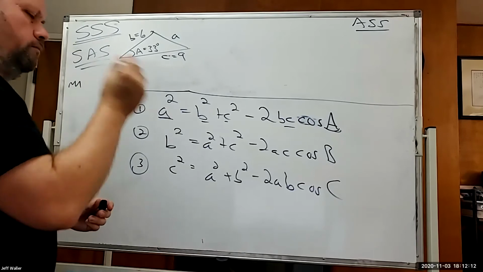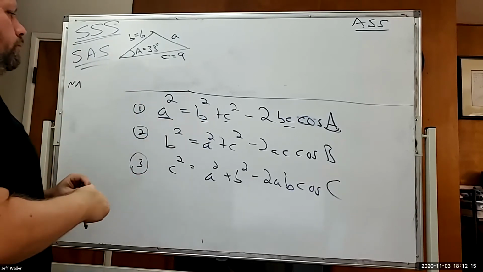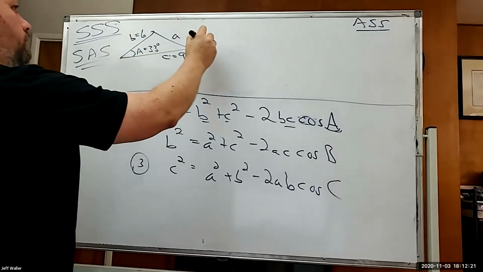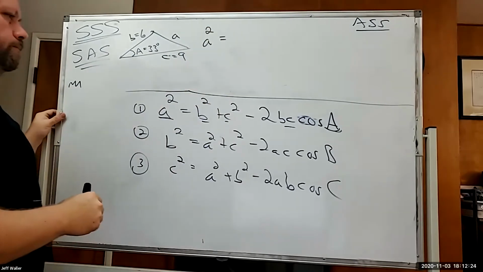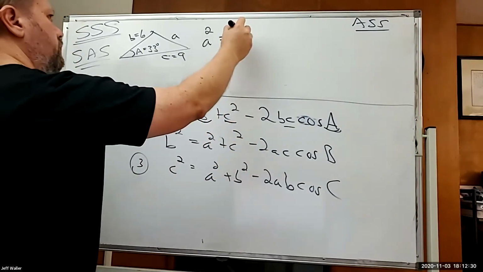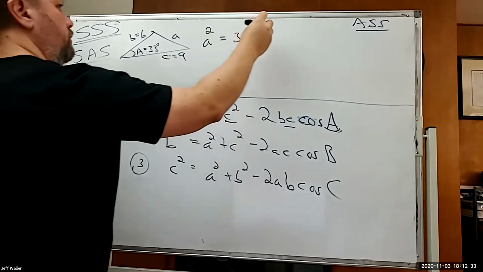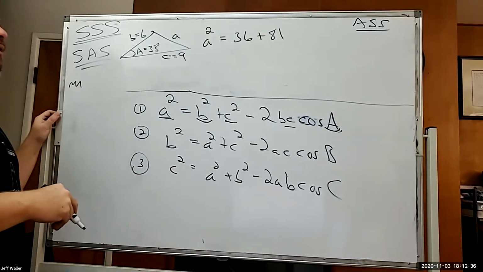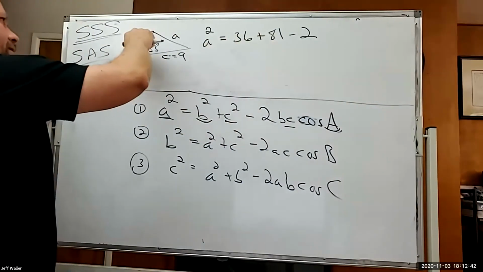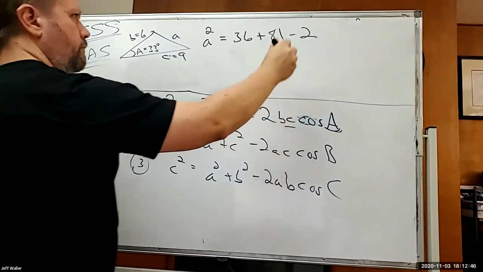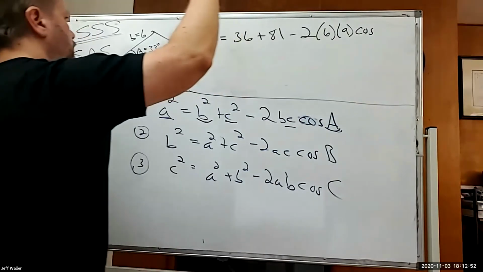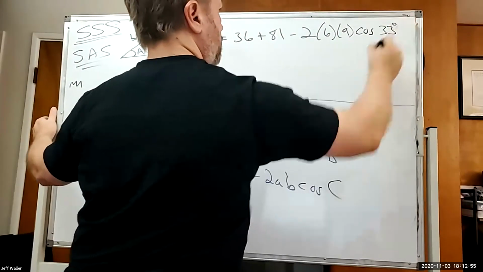So it'll be b squared plus c squared. It'll be 6 squared plus 9 squared, minus twice 6 times 9 times cosine of 33.